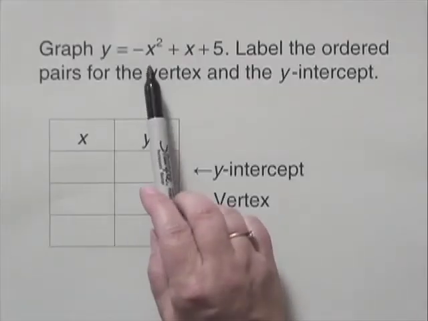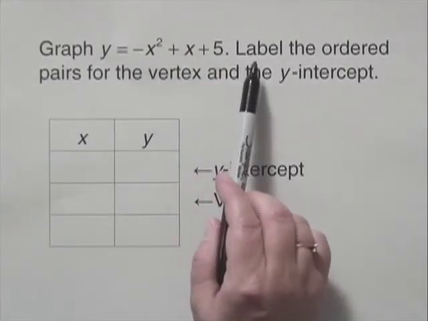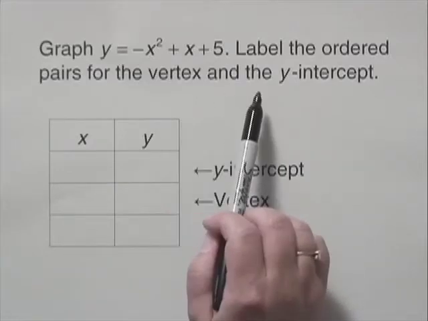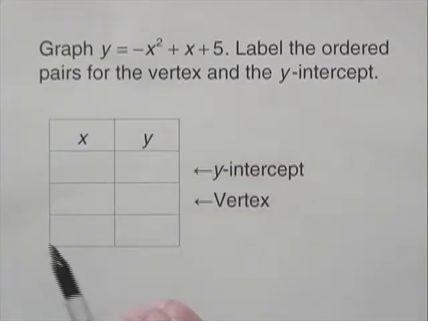Graph y equals the opposite of x squared plus x plus 5. Label the ordered pairs for the vertex and the y-intercept. Let's start by finding the y-intercept.